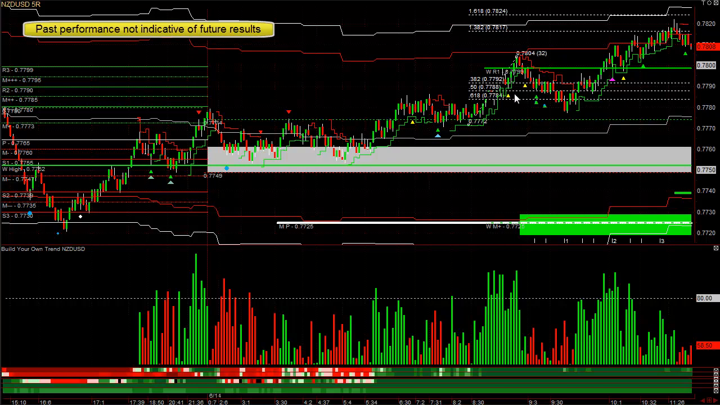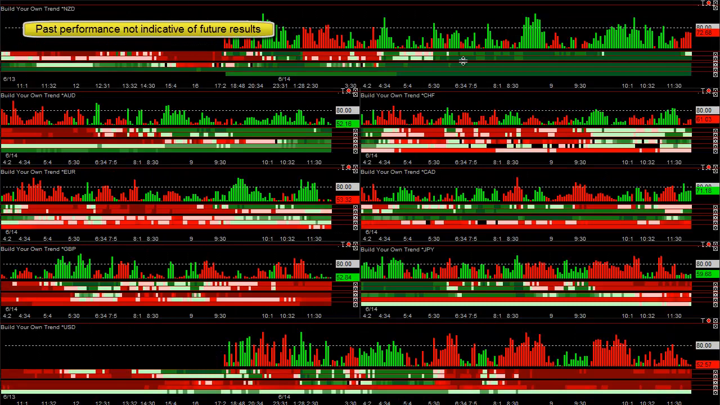So again, our easy 3-step system: focus on the currencies that are most moving using our currency meter, and then wait for signals and take those trades.